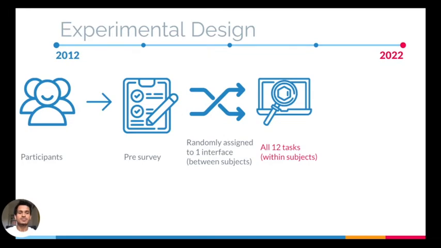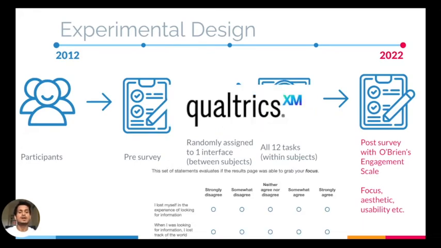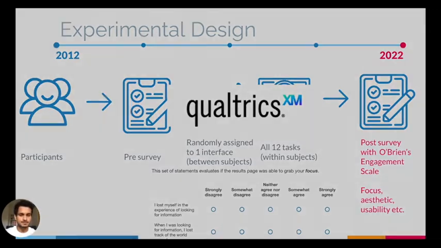For each task, they were presented the information need for which they had to look for information. Once they were content that they had found enough information, they were asked to provide a short summary of their findings. This process was repeated for all the 12 tasks. And finally, the participants finished the study by taking part in a post-study survey, where we asked them about their engagement with the various SERP layouts. We used O'Brien's engagement scale, which measures engagement on different dimensions like focus, aesthetics, usability of the interfaces on a 5-point Likert scale.